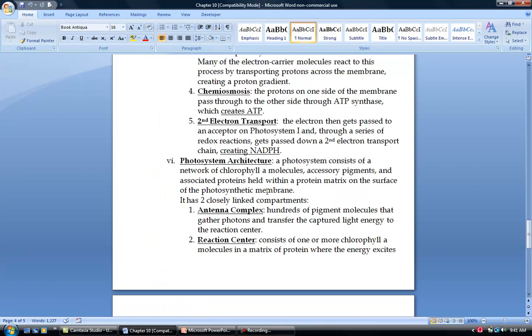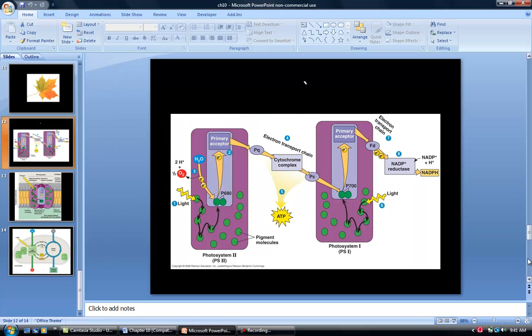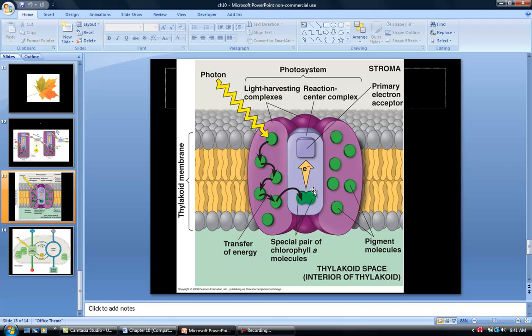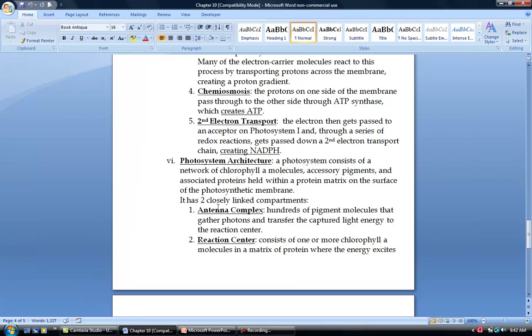All right, so let's talk a little bit about how photosystems work. So photosystem, if we're going to look at a picture of it, is going to look like this. This entire purple thing here is going to be a photosystem. And the first part we're going to talk about is going to be what's called an antenna complex.